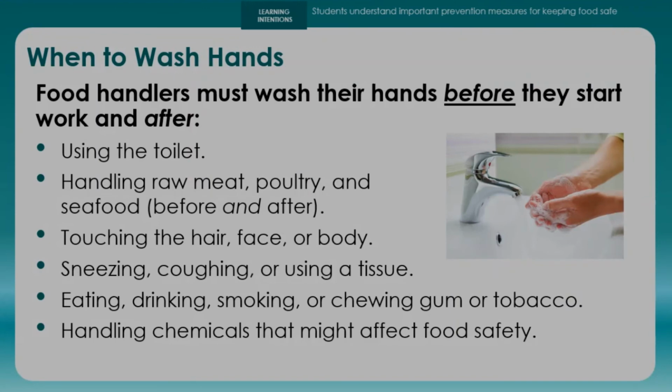Food handlers should wash their hands before they start to work and after using the toilet. They should also wash their hands before and after handling raw meat, poultry and seafood. They should wash their hands after touching their face, hair or body. So if you put your hair back after washing your hands, you should be washing your hands afterwards. They should wash their hands after sneezing, coughing or using a tissue. They should wash their hands after eating, drinking, smoking, chewing gum. They should wash their hands after handling chemicals that might affect the food safety.